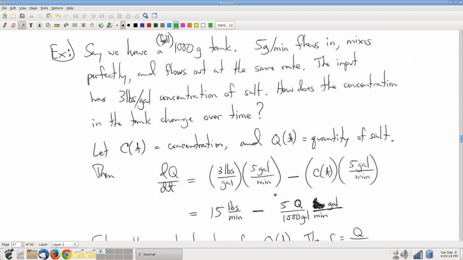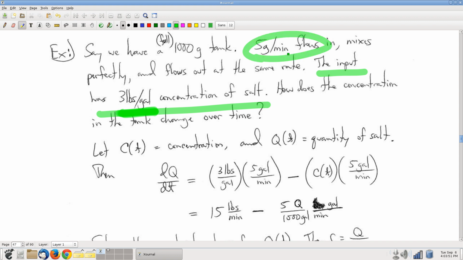One more example. Here's an example about concentrations and mixings of liquids that have, in this case, salt that's mixed in with the liquid. So here we have a 1,000-gallon tank. It's a full 1,000-gallon tank, and there's water flowing in at a rate of 5 gallons per minute, and then it flows out at the same rate. In this case, though, the input has a certain concentration of salt, specifically 3 pounds per gallon of salt in the water that's flowing in.